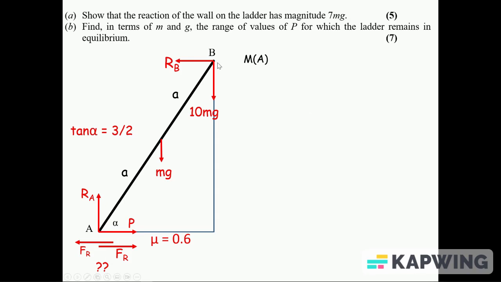Now, first part, I'll do moments about A to find out what this RB is, the reaction of the wall on the ladder. The RB acts along this line, so I've got to do RB multiplied by this length, which is 2A sine alpha. And the weight of the ladder acts on this line, and this side is A cos alpha, so it's mg times A cos alpha. The same with the 10 mg, but it's 2A cos alpha, because the builder at the top, his weight acts along this line, so we need to multiply by this length, which is 2A times the cos of alpha.